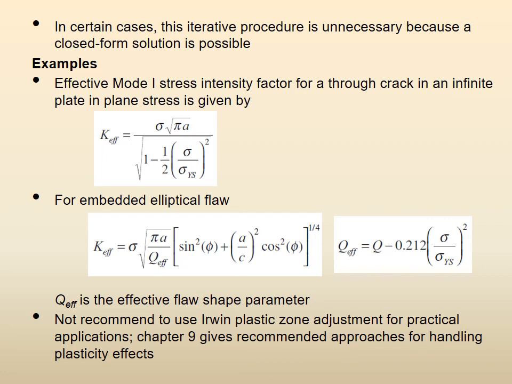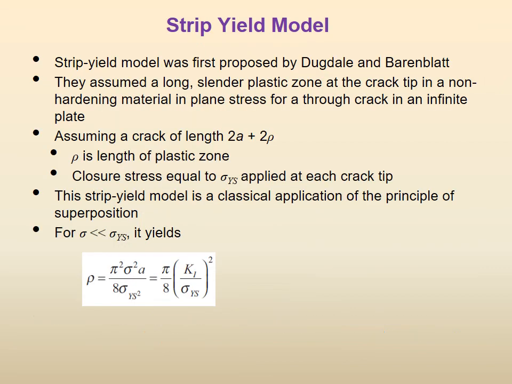And first correction of Irwin, second correction of Irwin, 2 stages. But even then, the recommendation is that if you want to really practically do it, go to chapter 9 and see how plasticity should be handled. But this is theoretically how things evolved, and we have covered it to some extent, and we can do small problems based on these equations.